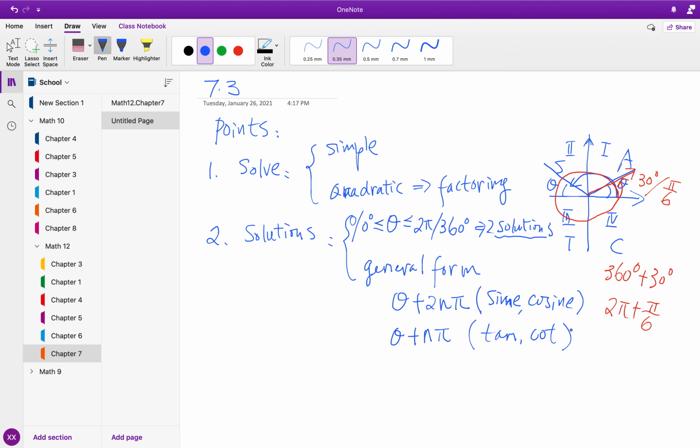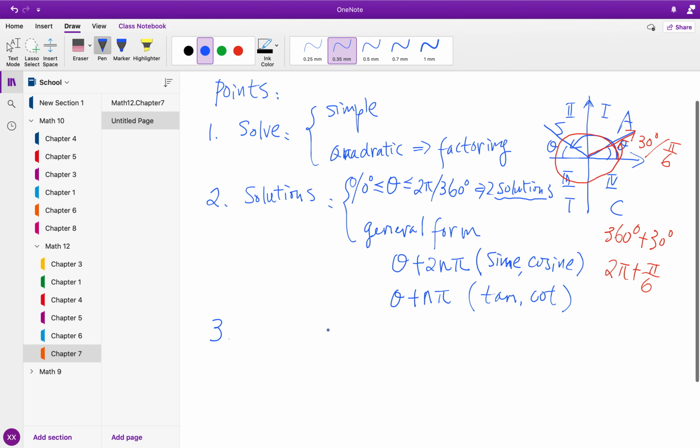Now we have the third point. What is the third point in this section? The third point is basically what's called the different situations. Let's use a big D: different situations in seeking solutions.